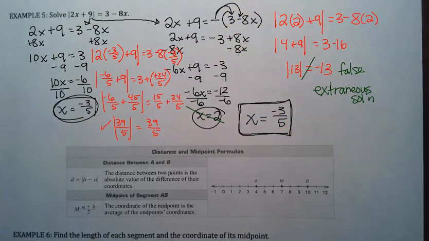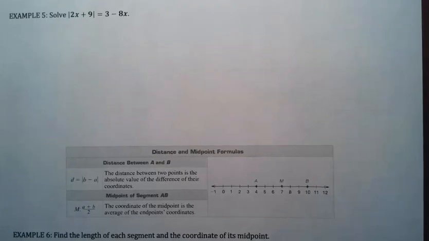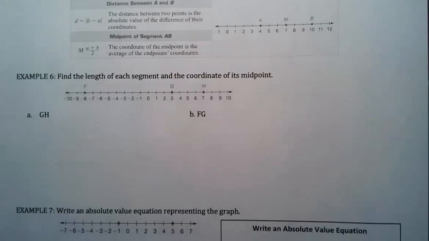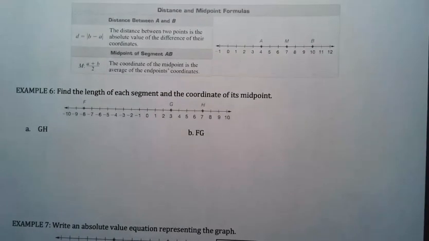So now we're ready for looking at some distance problems. Distance and the midpoint formula. First up, we have the distance formula. Our distance equals the absolute value of b minus a. That's the distance between 2 points.